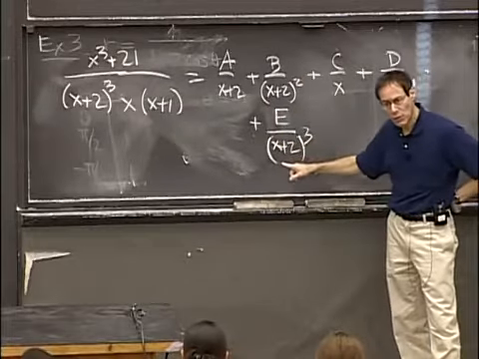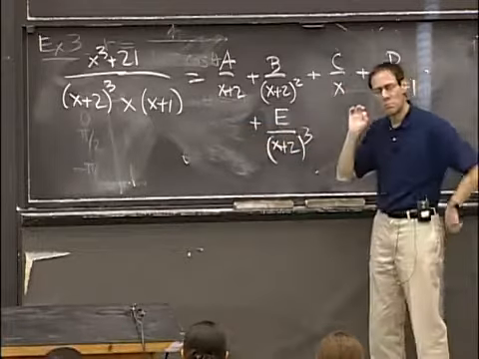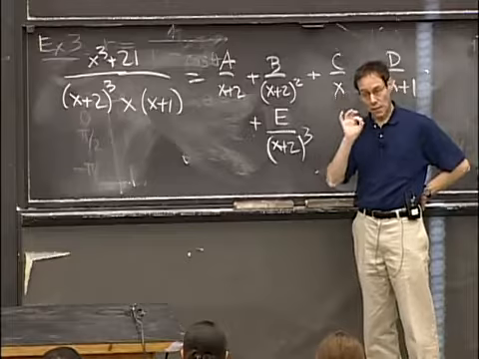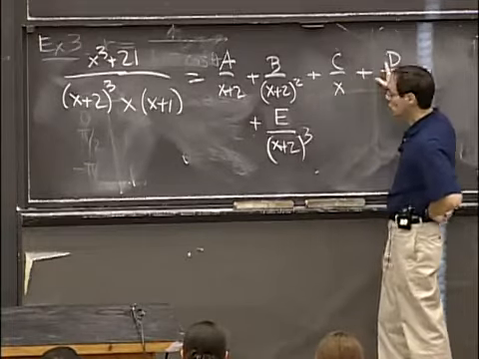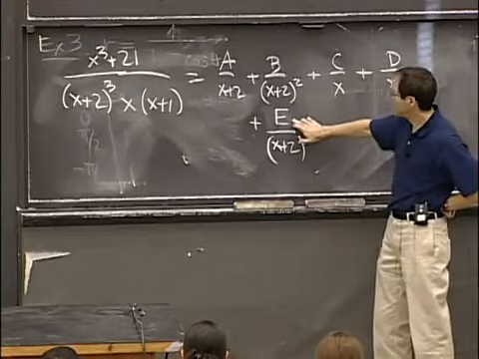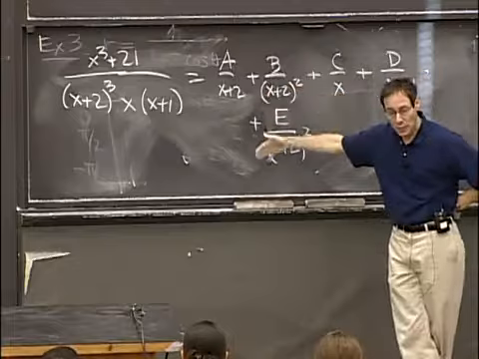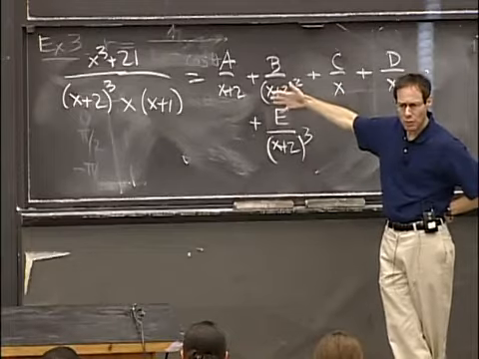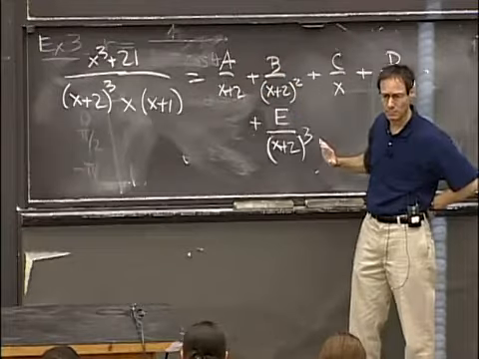The more repeated roots there are, the more repeated factors there are, the harder it is, because the ones you can pick off by the cover-up method are just the top one here and these two. So C, D, and E you can get, but B and A you're going to have to do by either plugging in or some other more elaborate algebra. So the more of these lower terms there are, the worse off you are.